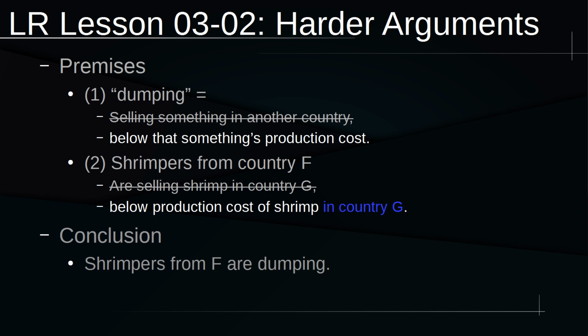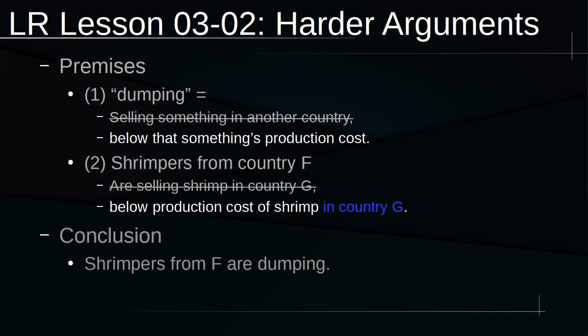Again, the second part of premise 1 tells us dumping involves selling something below that something's production cost. But the scenario that we get about the shrimpers from country F is that they are selling shrimp in country G below production cost of shrimp in country G. So this in-country G part, this blue part here, is something that is not really present in the first premise. Because the first premise just says production cost, period. But here we get an additional sort of rider, below production cost of shrimp in country G. So now I have a problem. I have identified the in-country G part as my blue concept. But what would I contrast that with? What would I attach to that as the red concept from premise 1?